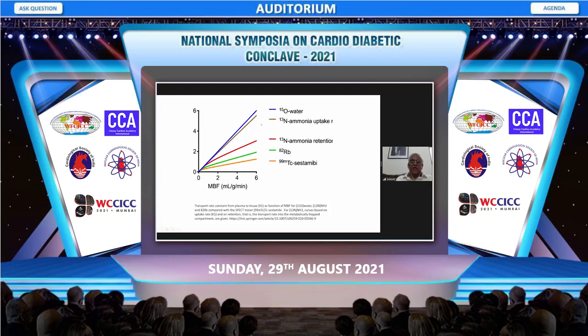Some agents: oxygen 15 is the best agent, then ammonia. In between there is flurpiridaz, F18, which is in phase 3 trial. Once that comes into play, each and every PET center which now does oncology can also do the CFR. So that is very much there in the third. So you see the system, maybe the correlation of increase in the blood flow per gram of the tissue infused is best with oxygen 15.